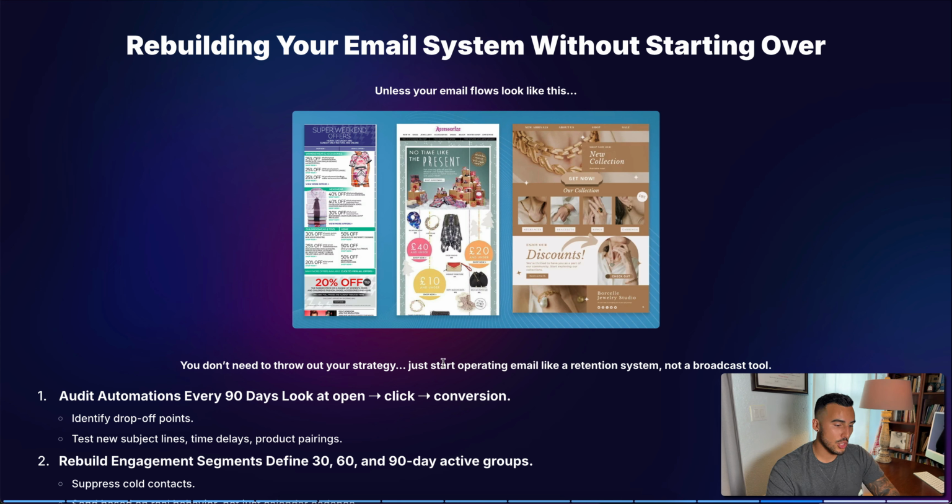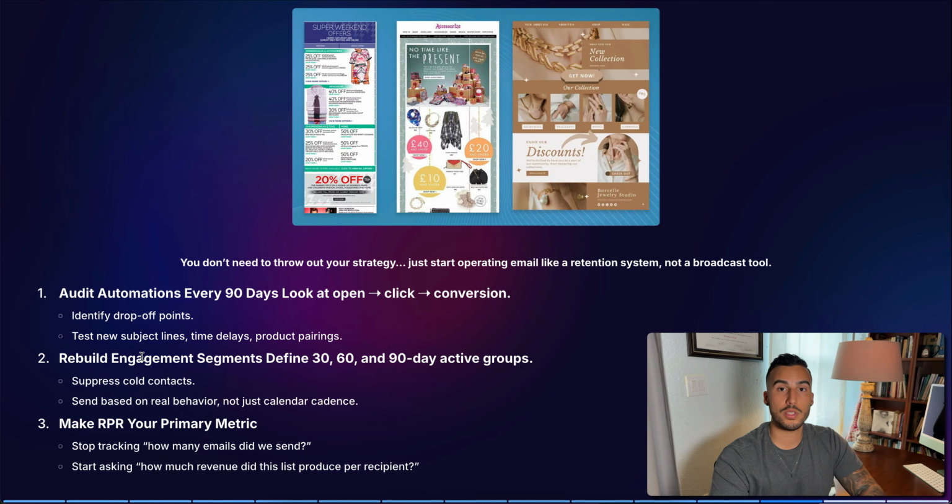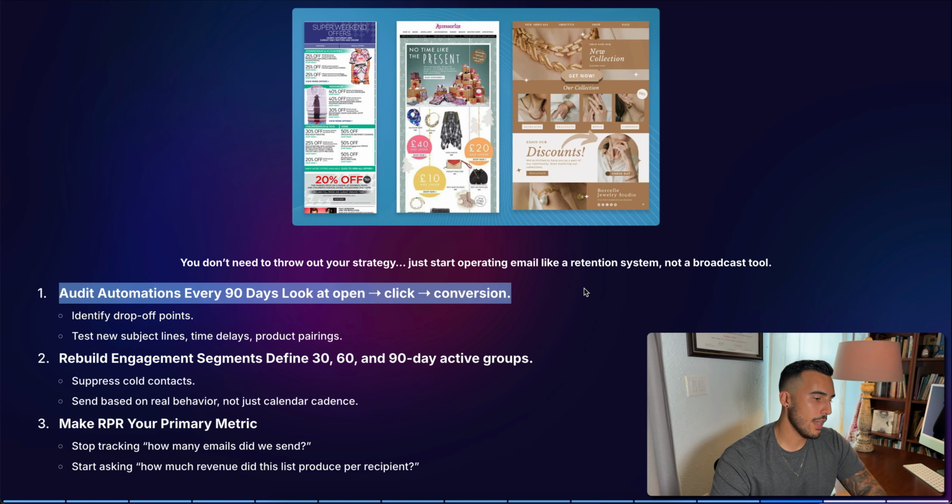So again, just start operating email more like a retention system and not just a broadcast tool where you're just throwing out promotions and discounts and, hey, look at this new collection we launched. Actually build a beautiful system out of it where you are fine-tuning all these different automations and flows based on everybody's life cycle journey and their buyer journey. Right? So actionables: audit your automations every 90 days. We like to do it quarterly.